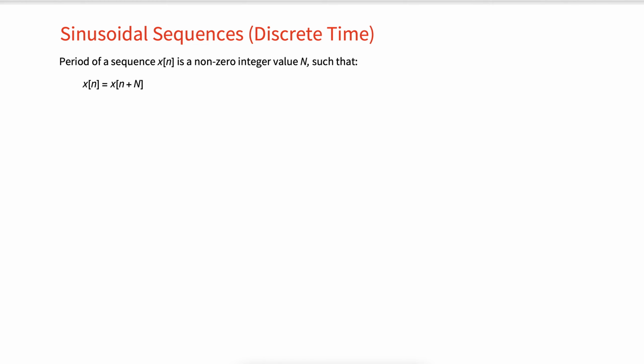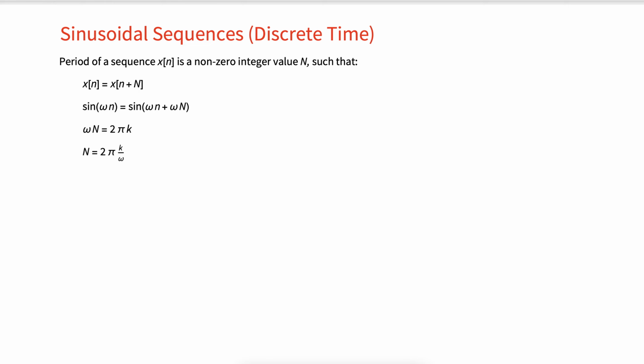Now, let's look at the periodicity in the discrete time case and see that things are not exactly the same. For a sequence x[n] to be periodic, there must be a non-zero integer value N such that x[n] is equal to x[n + N]. Repeating the same steps as we did for the continuous time here, N must be equal to 2πk/ω for x[n] to be periodic.